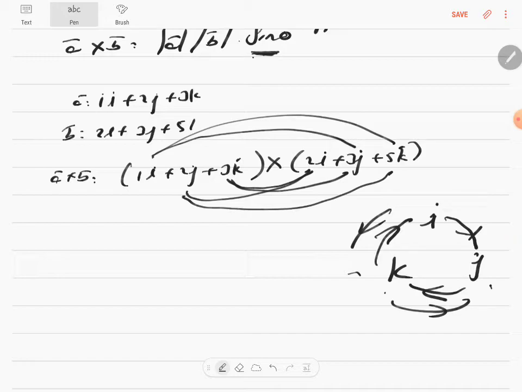What is the doubt? Tell me the answer. I cross j is what? I cross j is k. J cross k is i. I cross k is minus j. So like that we have to do.